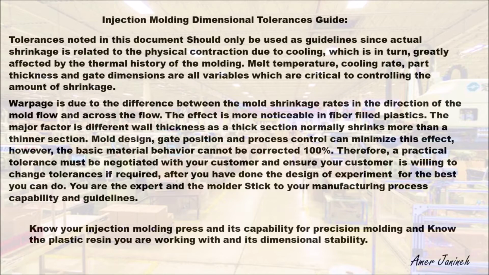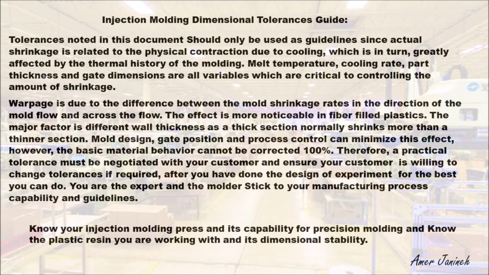shrinkage. Warpage is due to the difference between the mold shrinkage rates in the direction of the mold flow and across the flow. The effect is more noticeable in fiber-filled plastics. The major factor is different wall thickness, as a thick section normally shrinks more than a thinner section. Mold design, gate position, and process control can minimize this effect. However, the basic material behavior cannot be corrected 100%.